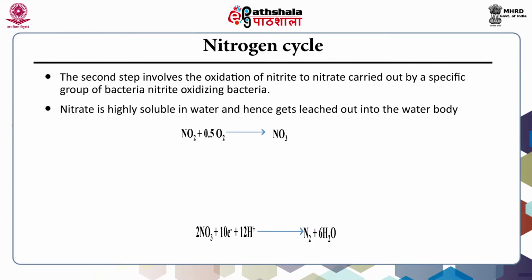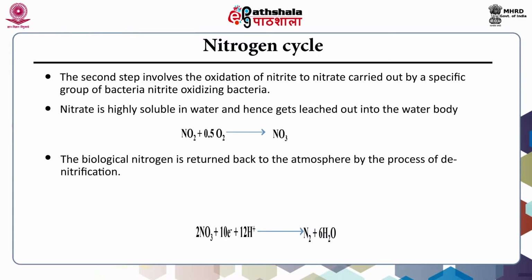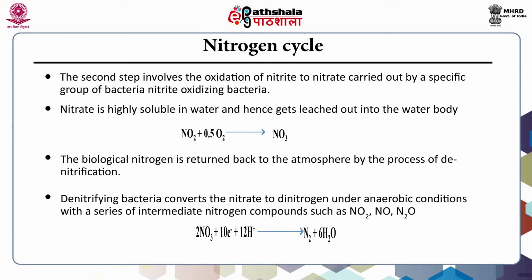Now, when there is excess of nitrate, more plants start growing, resulting in the problem called eutrophication. The biological nitrogen is once again returned back to the atmosphere by the process of denitrification. Here, denitrifying bacteria will convert the nitrate to dinitrogen gas with a series of intermediates such as NO2, NO and N2O.